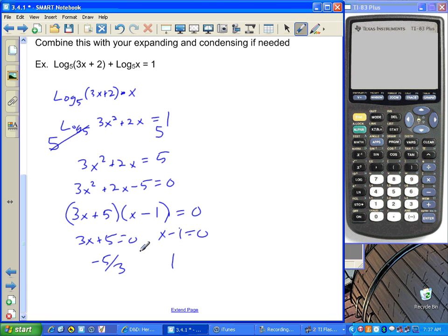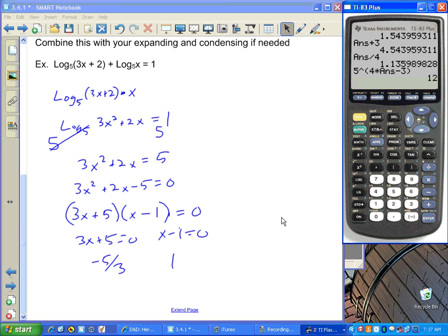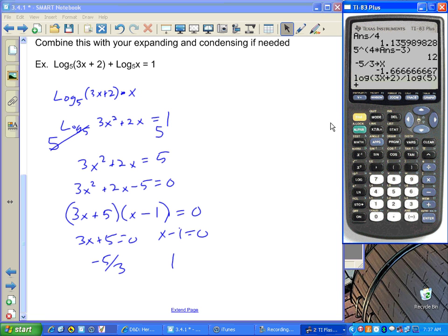We need to check both those answers to make sure they're not extraneous. So I'm going to plug them into my original function. So I'm going to store negative 5/3 as x. And then I'm just going to type my function as it is. So I need to do the base change formula. So I need to do log of 3x plus 2 divided by log of 5, plus the base change formula again, so log of x divided by log of 5. And I should get 1.